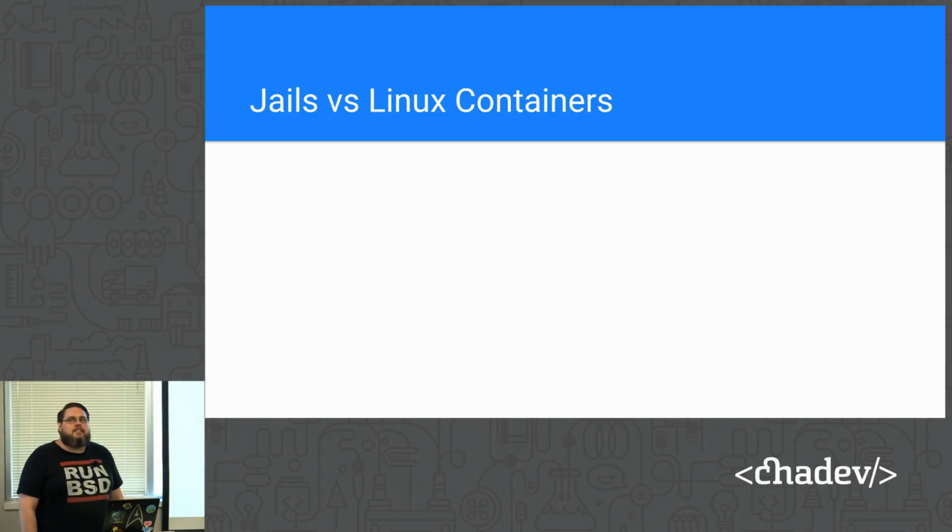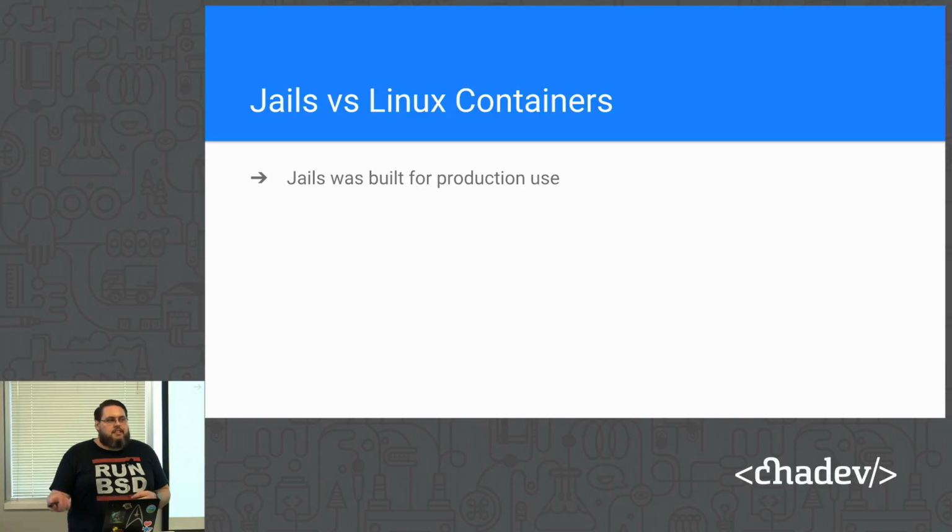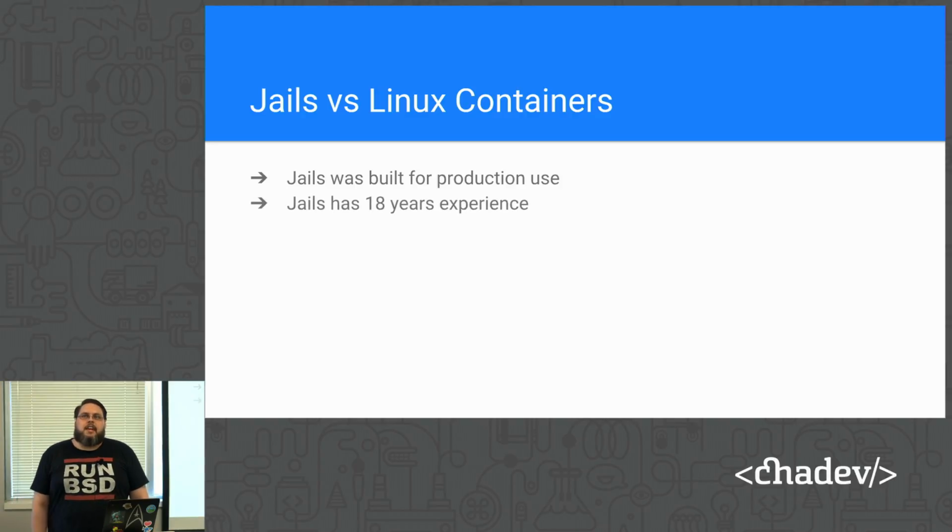So comparing jails to Linux containers, jails was built up front as a production security tool, whereas Docker and Linux Container Engine was more built with system admins and developers in mind at first, and then kind of shoehorned into the production role. Jails has been around for 18 years now, giving them a lot of time to fix bugs and security issues, and not only the jails implementation, but also the FreeBSD system.